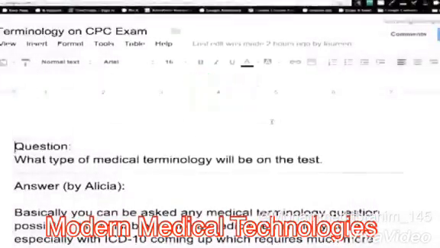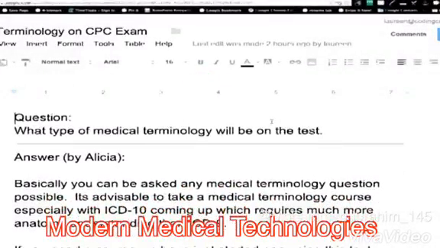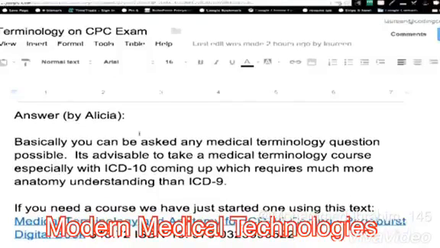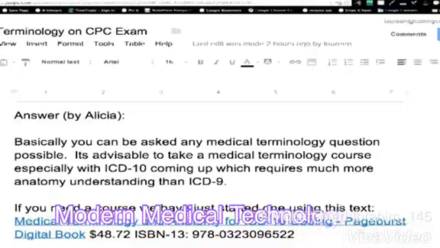So basically, you can be asked any medical terminology question possible. So it's advisable to take a medical terminology course, especially with ICD-10 coming up, which is going to require you to have a lot more anatomy understanding than ICD-9.